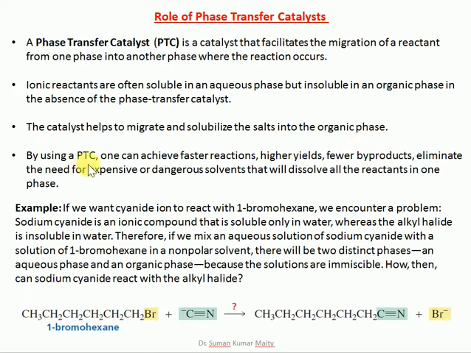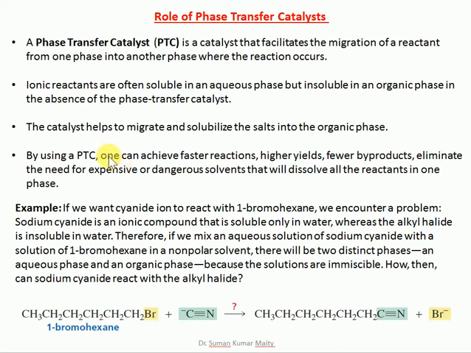By using a phase transfer catalyst, one can achieve faster reactions, higher yields, fewer byproducts, and eliminate the need for expensive and dangerous solvents that would dissolve all the reactants in one phase. These are the advantages of using a phase transfer catalyst. Now we will see an example.